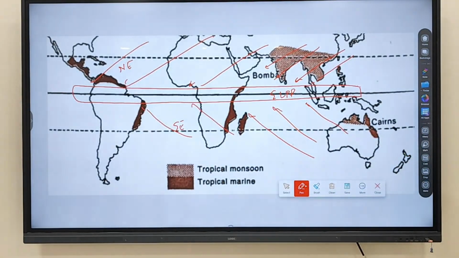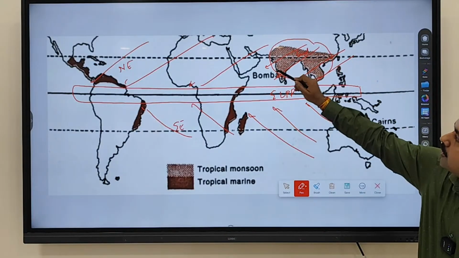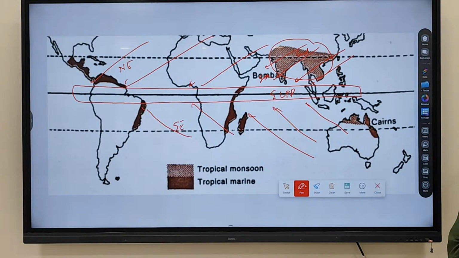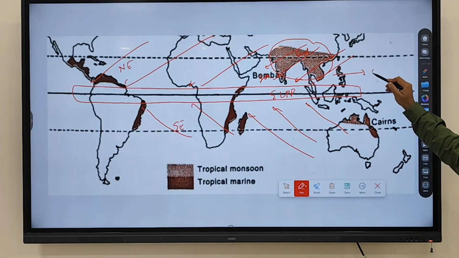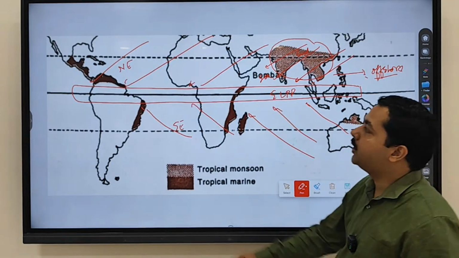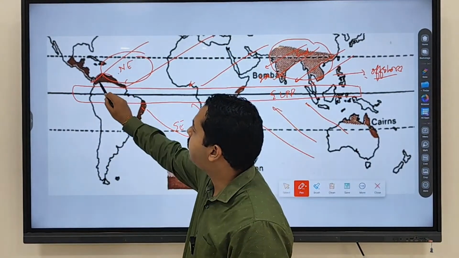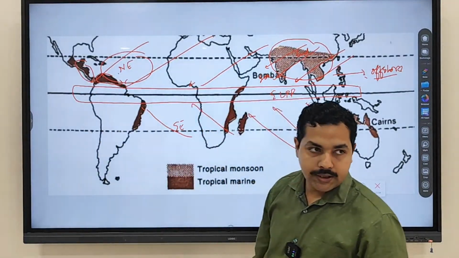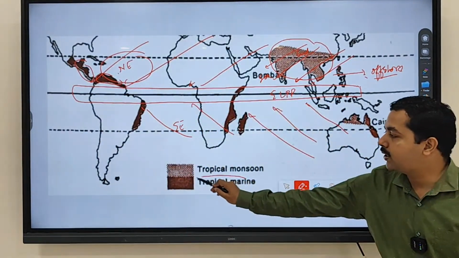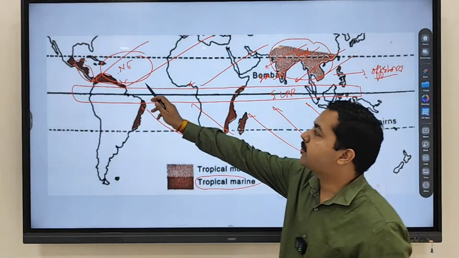Clear? Now, when the northeast trade wind is blowing over here, it is moving from where to where? From land to sea. So if it is moving from land to sea, which type of wind is it? Offshore wind. Offshore wind does not create any rainfall. But the same northeast wind, when it is blowing over here, is picking up moisture from the Atlantic Ocean and creating rainfall in these particular regions. So that's why it is a marine type of climatic condition, because it is influenced by the ocean nearby.